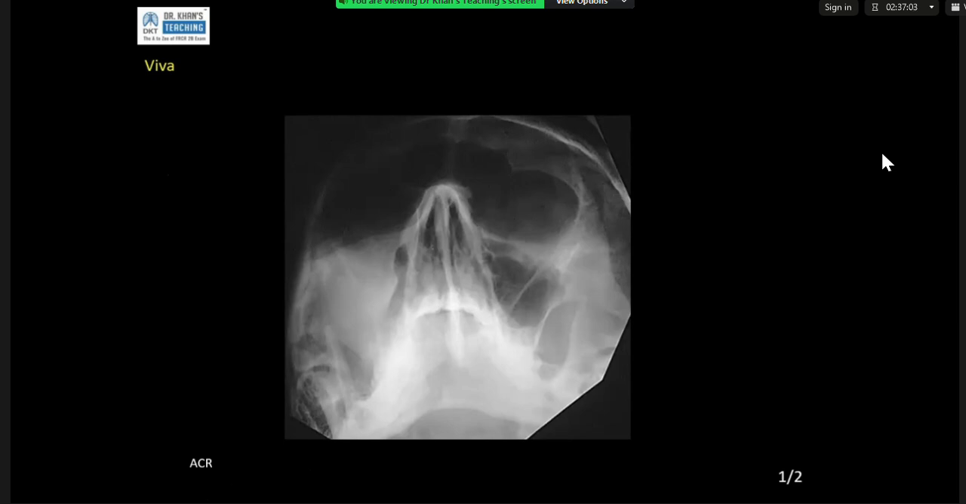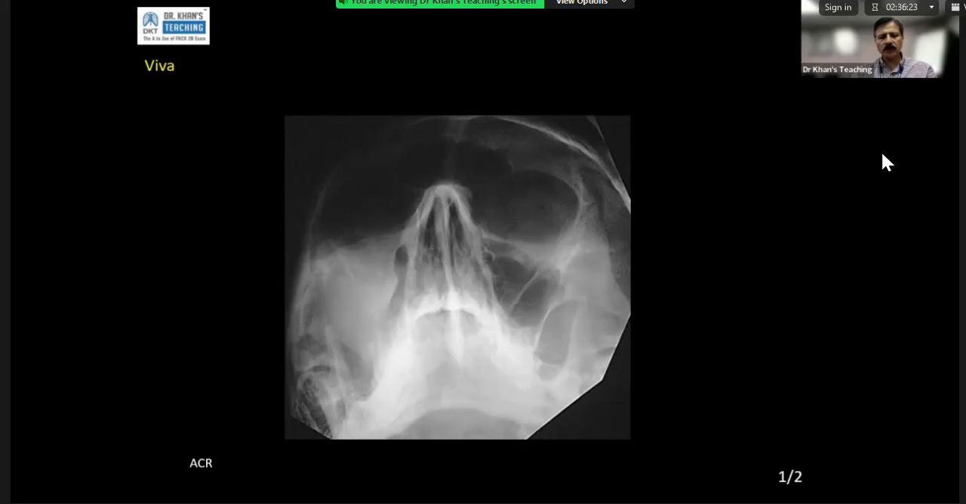Okay, so in this case there is opacification of the right maxillary sinus, but I can still see a small area of air. So looking at this image, there is air and also opacification. This could be due to a mucosal retention cyst, because if it was just fluid inside the maxillary sinus, I would expect to see an air-fluid level.